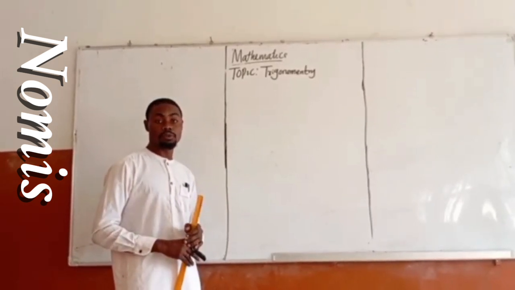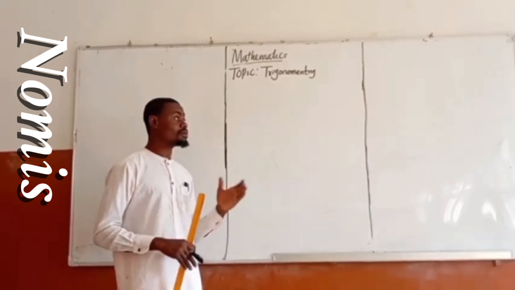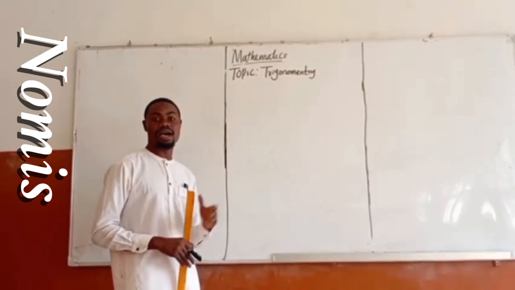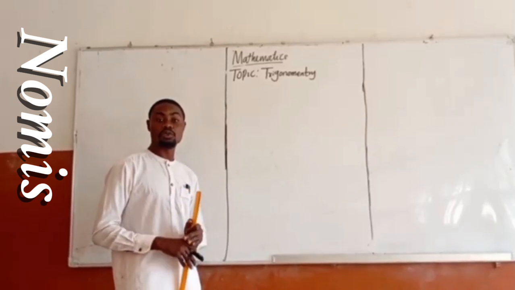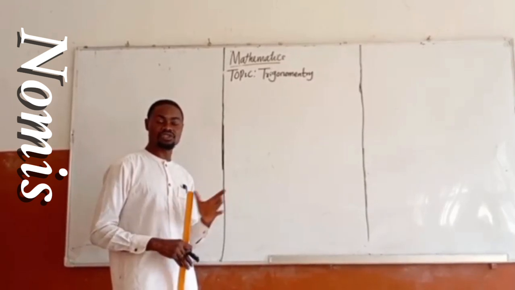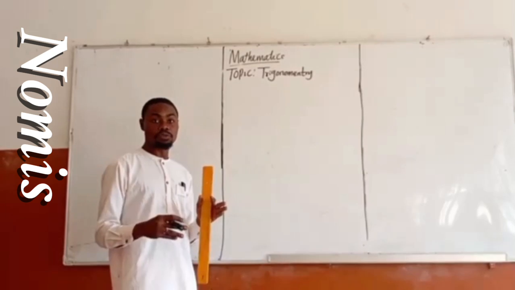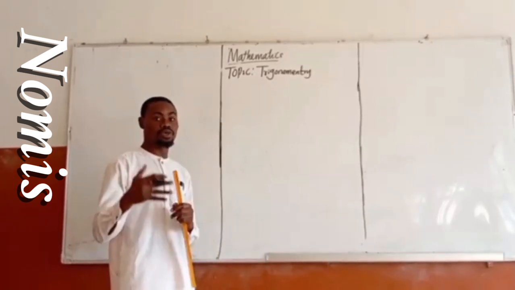And if you talk about the opposite side, it is where the angle is facing. Sometimes some learners will find it difficult to identify what is called opposite. Where the angle is facing is called opposite. And the adjacent cannot be the shortest side. Adjacent is not the shortest side. Adjacent and opposite interchange depending on where you locate the angle.